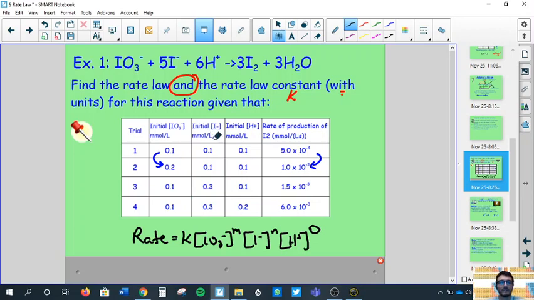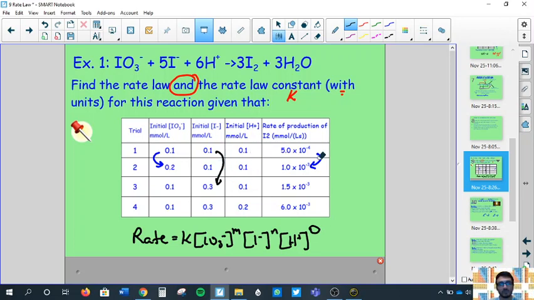Okay, so iodide has to change. We're going to compare, let's see, trials 1 and 3 maybe. Look, it's gone from 0.1 to 0.3. All right, so it's tripled here. That could work. The other reactants have to stay the same. So 0.1 to 0.1, that's perfect. 0.1 to 0.1, that's perfect. So good. We're going to now compare trials 1 and 3.